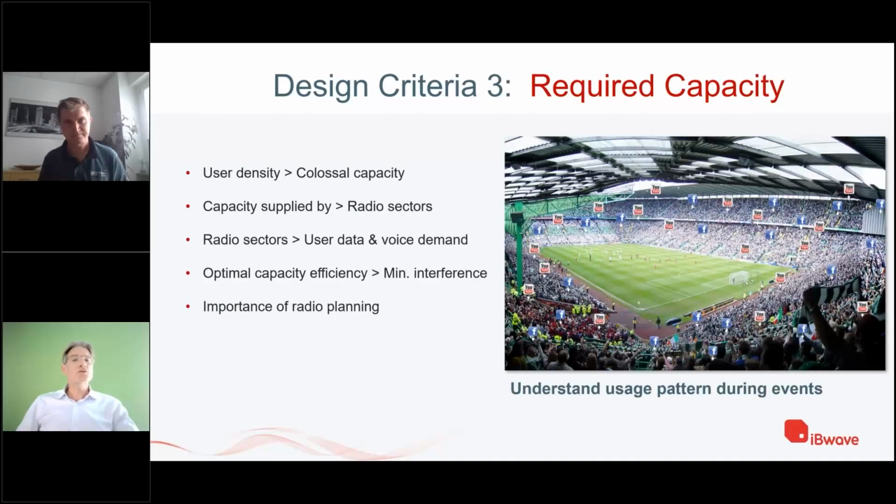For these, you need to define the required capacity. And capacity, at the end, is the number of radio sectors. But again, you need to minimize the interference to get your optimum capacity, and this again is not overdimensioned or underdimensioned. It's really important to do a proper radio network planning, and Victor will show you how that works.